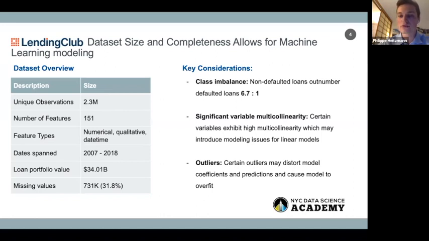And that can introduce some issues in machine learning with linear models, where that multicollinearity needs to be addressed and certain variables need to be dropped, namely the ones that are really multicollinear, in order to make sure that those issues don't pop up later down the road.